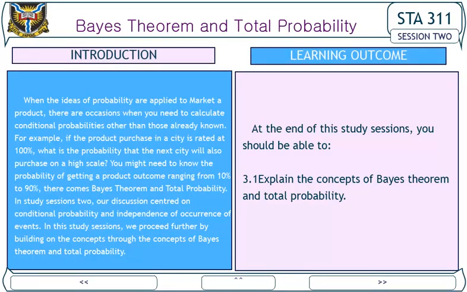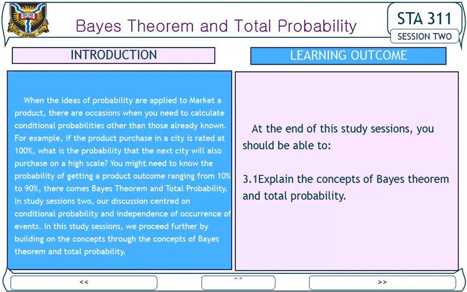Introduction. When the ideas of probability are applied to market a product, there are occasions when you need to calculate conditional probabilities other than those already known. For example, if the product purchased in a city is rated at 100%, what is the probability that the next city will also purchase on a high scale? You might need to know the probability of getting a product outcome ranging from 10% to 90%. There comes Bayes' theorem and total probability.